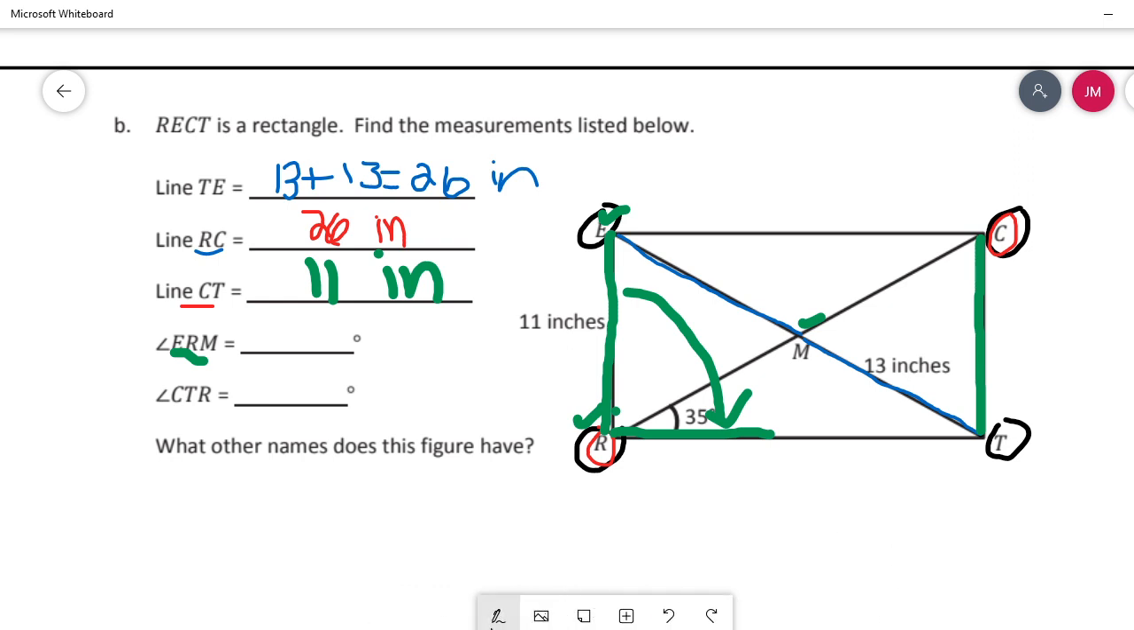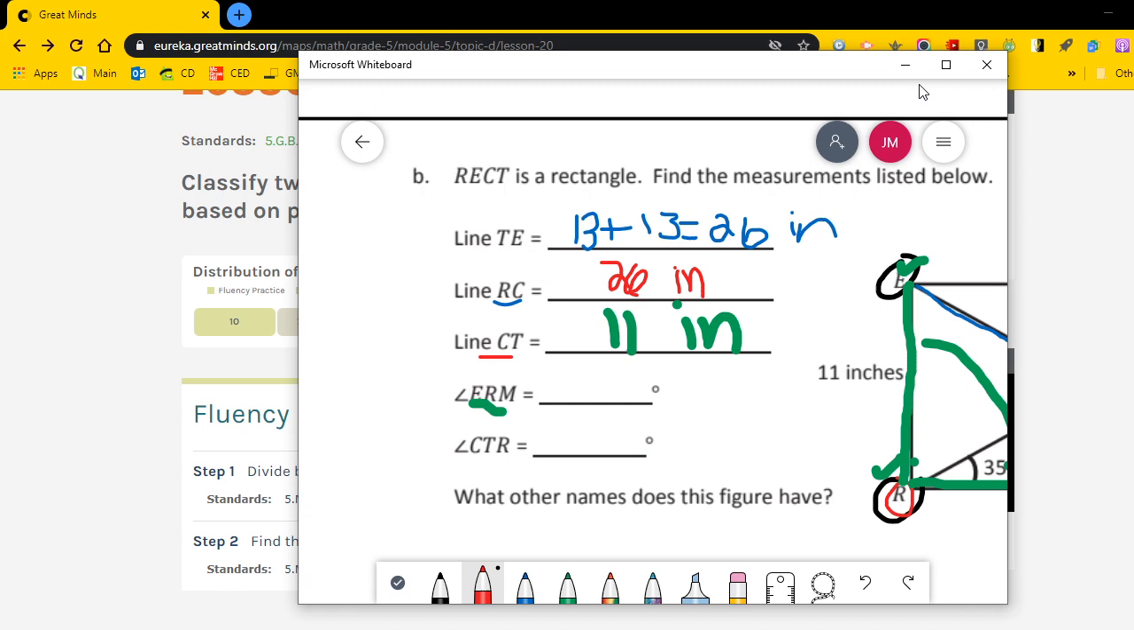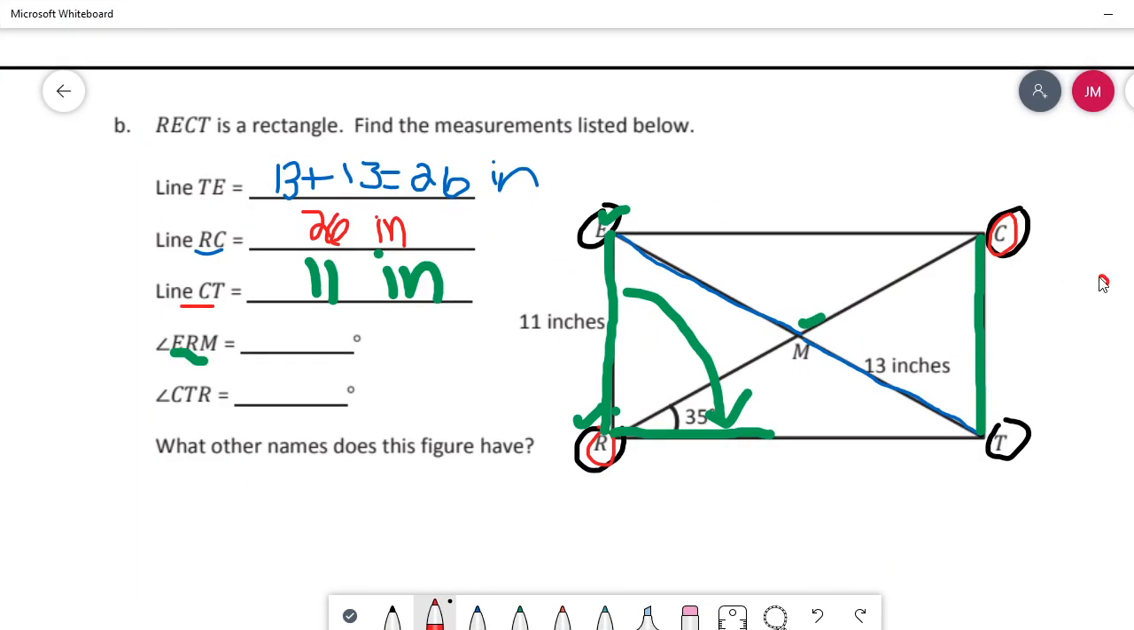Let me use my pen here. Oh, I'm sorry, my pen is too fast. Let's make this one big. So it's going to be 90 minus 35, and that should be 55 degrees. So this part right here equals 55 degrees. When you total these two angles, it equals 90. So now we have the answer for that angle.